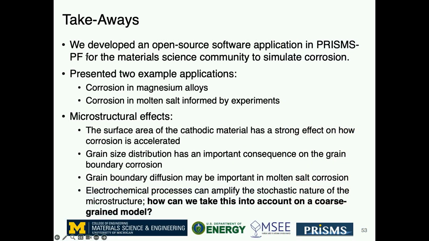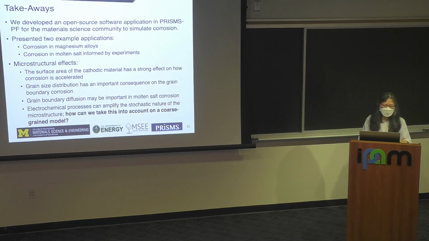So as a takeaway, we developed open source software applications in PRISMS-PF for the material science community to simulate corrosion. So if anybody is interested, please contact me. And I presented two example applications, corrosion in magnesium alloy, and the other one is molten salt. And then it's informed by experiments that are tightly coupled.